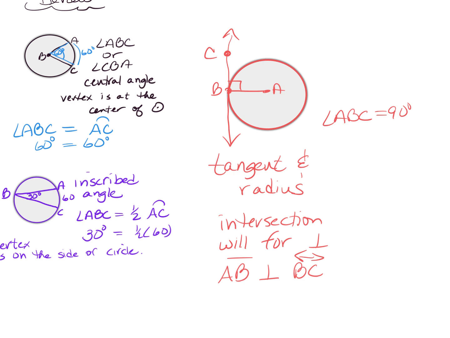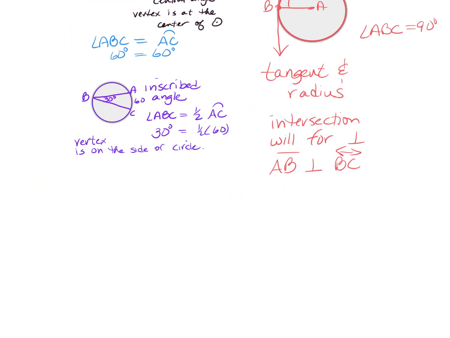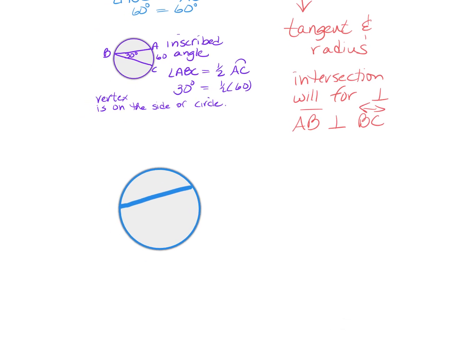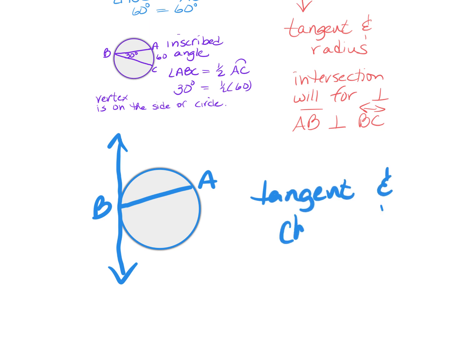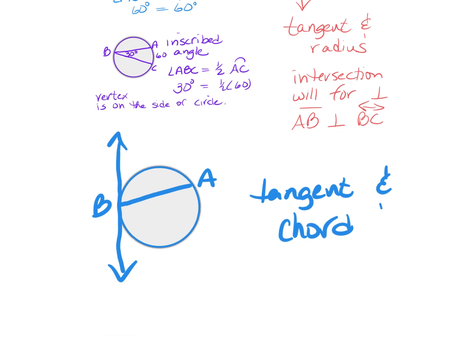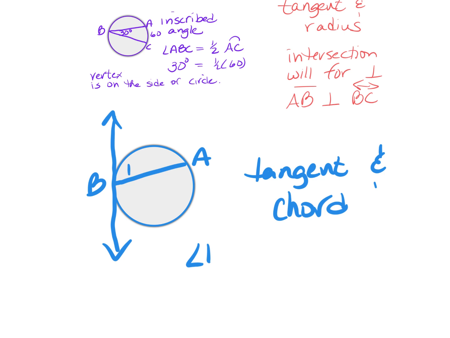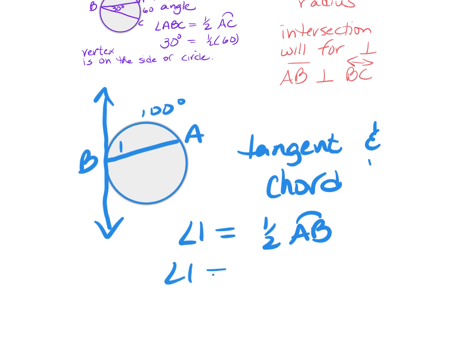So next, I'm going to talk about a tangent and a chord. So when we have our circle, and let's say we have a chord intersecting a tangent. So this is a tangent and a chord. Here, if I put an angle 1 here, the measure of the angle that's formed by the tangent and the chord will always be half of its intercepted arc. So if I told you here that the arc measure was 100, then in order to find angle 1, I would find half of 100, and angle 1 would be 50 degrees.